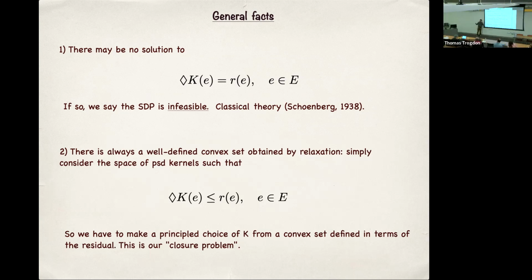Okay, so the general structure of my problem is always the following. Given the residual, I always have this convex set of covariance kernels, and I need to make a principled choice of some covariance kernel from this convex set. I'm going to call this a closure problem because there's a story about how I got involved in these problems. Actually, I'll tell you the story later. Let's just think about this as looking for a closed equation. That's why it's called the closure problem.